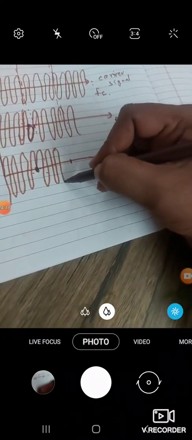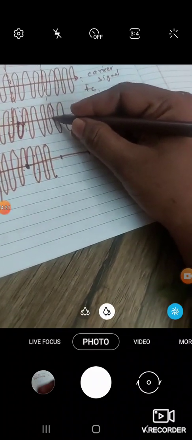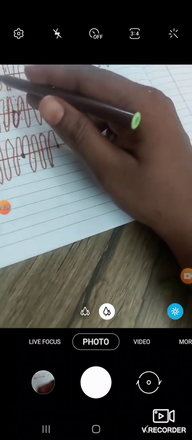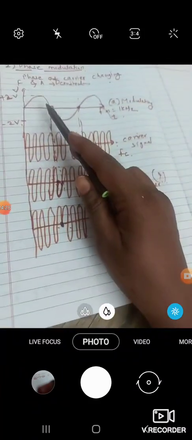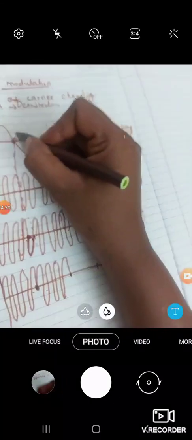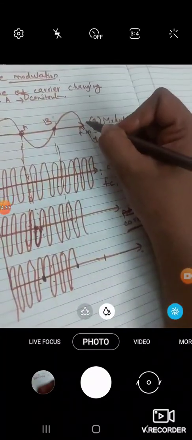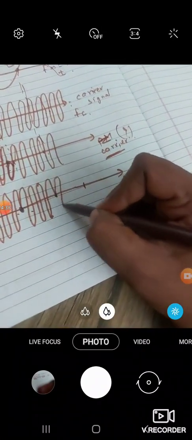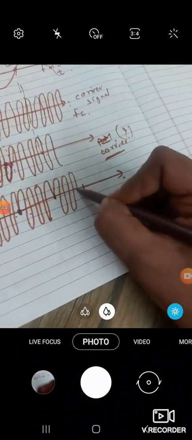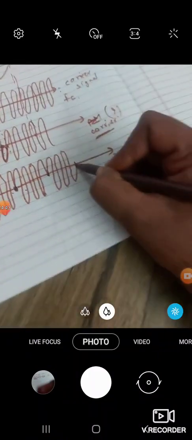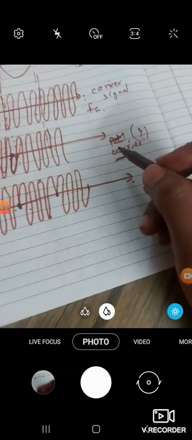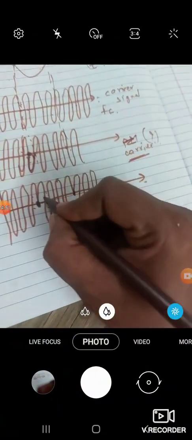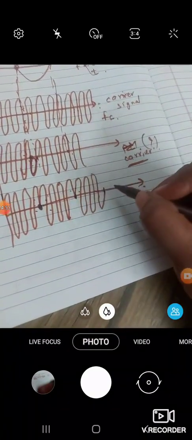So where the phase difference will take place, or where the phase is going to change: whenever there is a transition in the modulating signal from positive to negative. Suppose there are points A, B and C. At these 3 points only, the phase of the signal will be shifted by 180 degrees, otherwise it will remain the same without the phase modulation. So here it is changing by 180 degrees, here it is changing by 180 degrees.